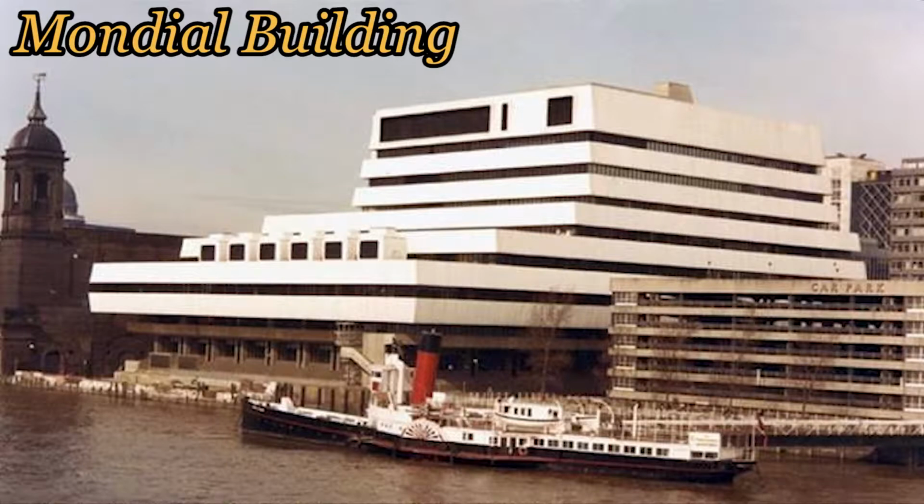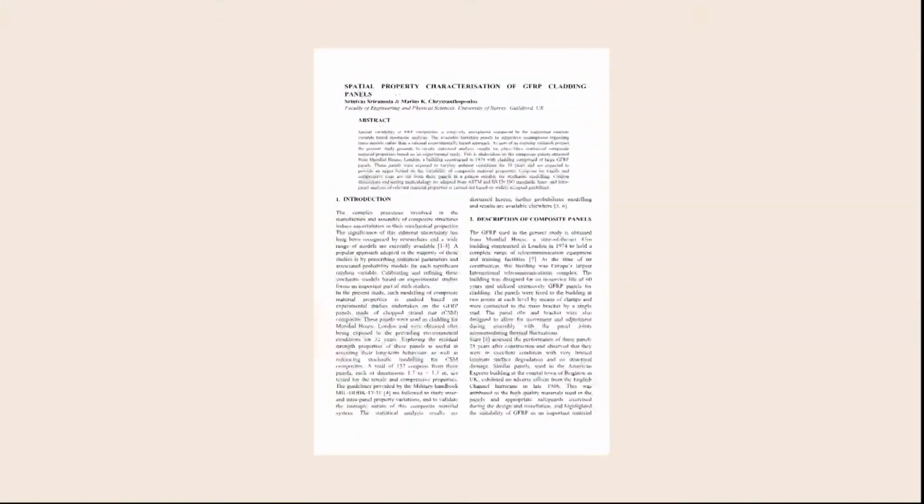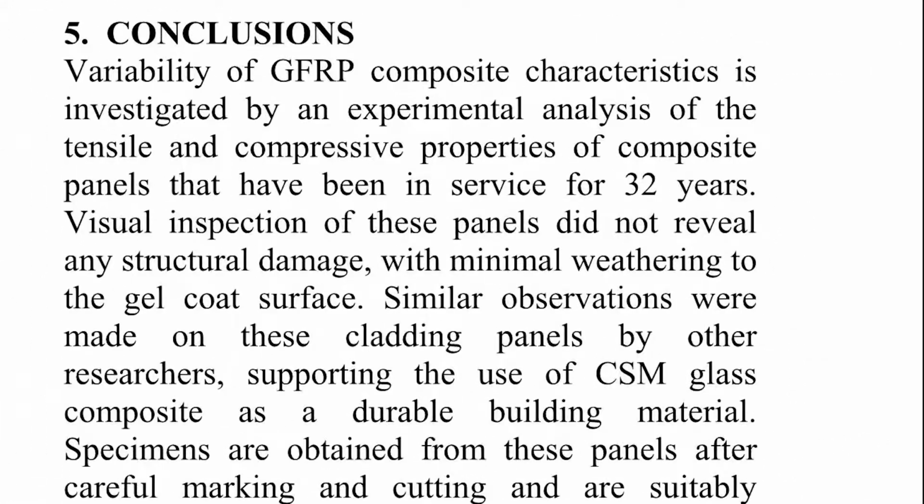FRP is also durable enough for the facade of a building. The Mondial building in London was one of the largest buildings ever constructed with exterior fiberglass cladding. This 45-meter-high building was built in 1974 and demolished in 2006. An engineering study of the FRP panels was undertaken by the University of Surrey. It was determined that after 32 years of service, "visual inspection of these panels did not reveal any structural damage, with minimal weathering to the gel coat surface."